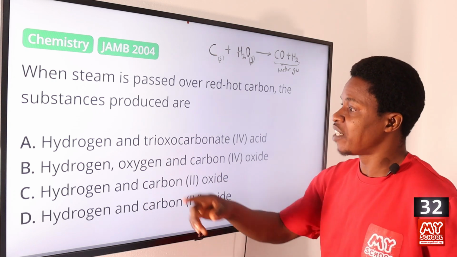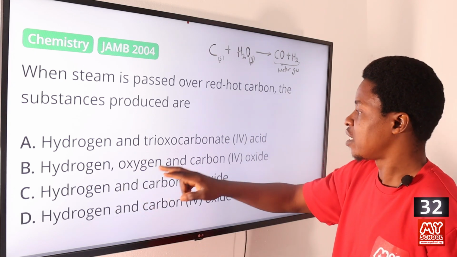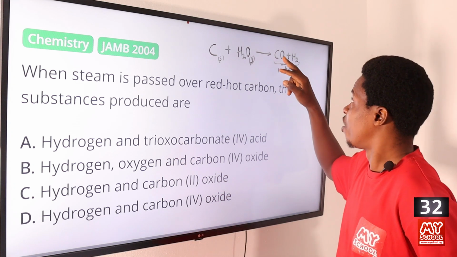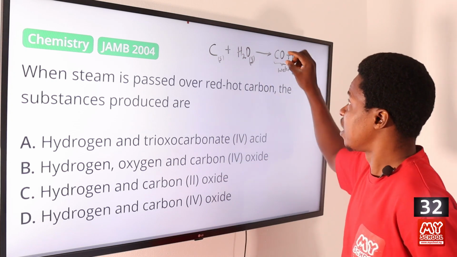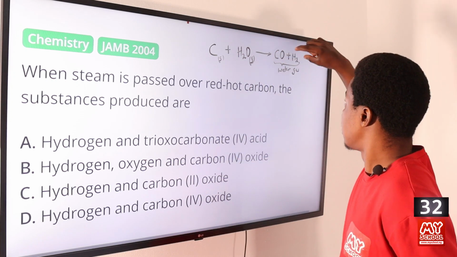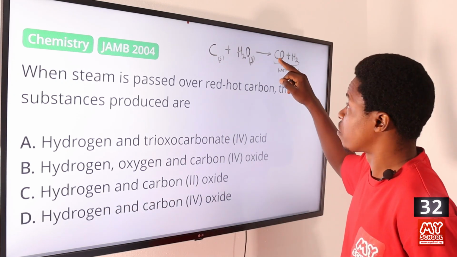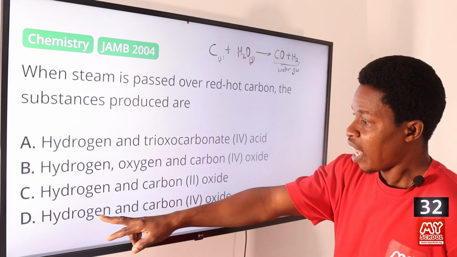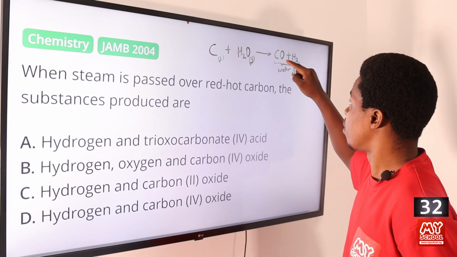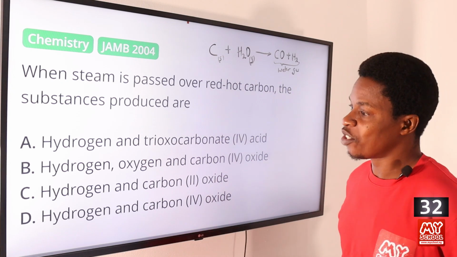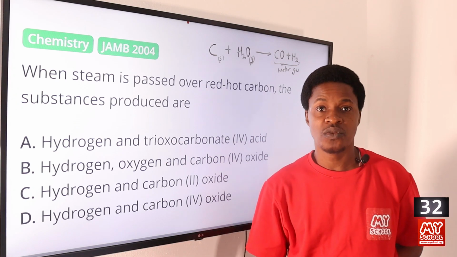Option A says hydrogen and trioxocarbonate IV acid. No. Option B says hydrogen, oxygen, and carbon IV oxide. Of course, we have oxygen, carbon, and hydrogen, yes, but they are not separated. This is carbon monoxide, or carbon II oxide, and this is hydrogen. Option C says hydrogen and carbon II oxide. Yes, option C is correct. Let's look at D, hydrogen and carbon IV oxide. If it's carbon IV oxide, it will be CO2, and H2, but it is CO plus H2. So among these options, the correct answer is option C, hydrogen and carbon II oxide.